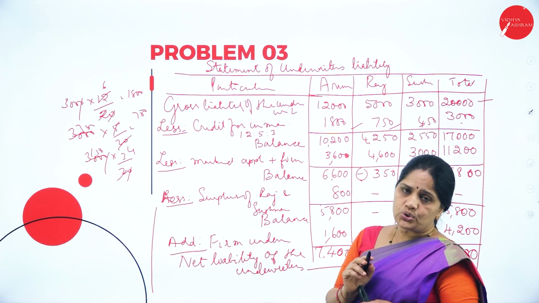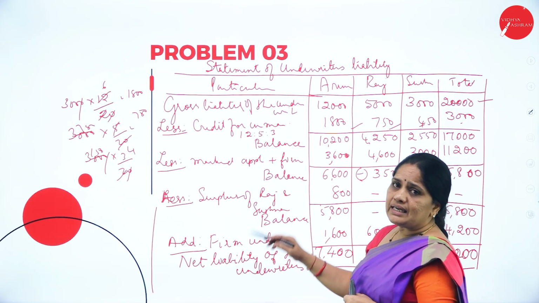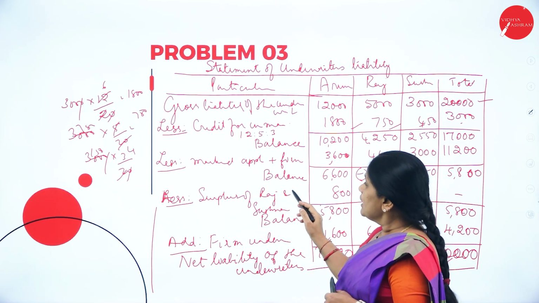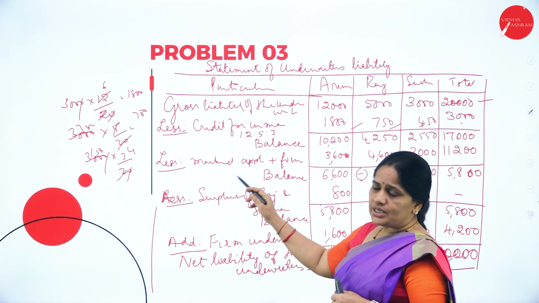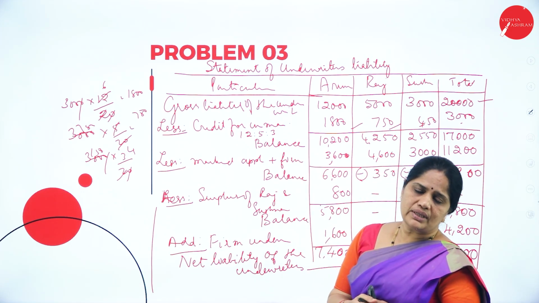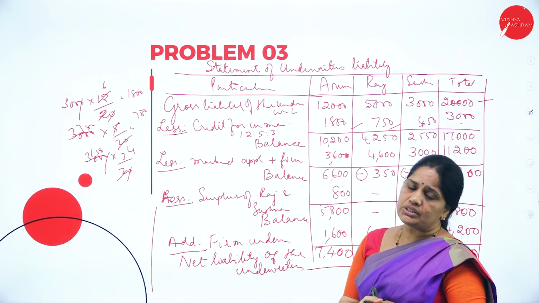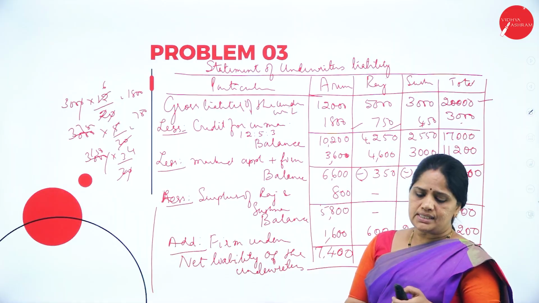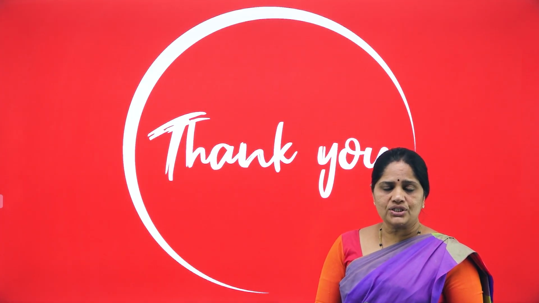Please note this point, students. Whenever firm underwriting is considered as marked application, you add it to the marked applications. And when firm underwriting is considered as unmarked, you add it to the number of unmarked applications. So hope you have all followed this. With this, we come to the end of this session. Thank you.